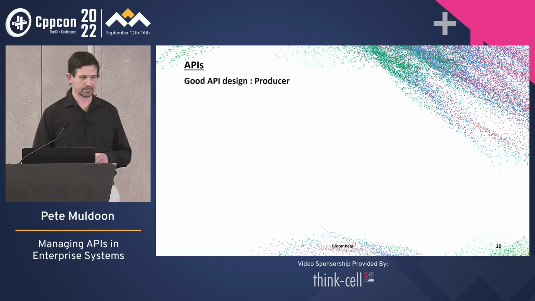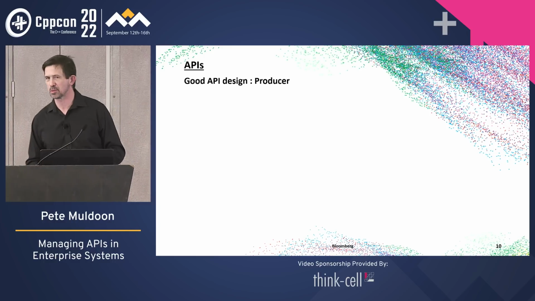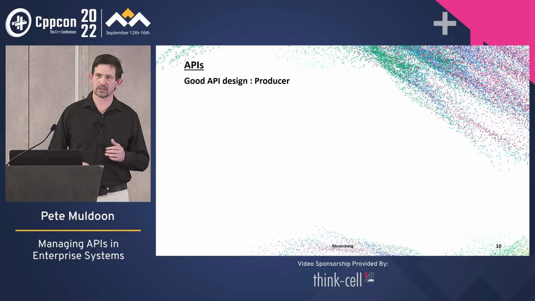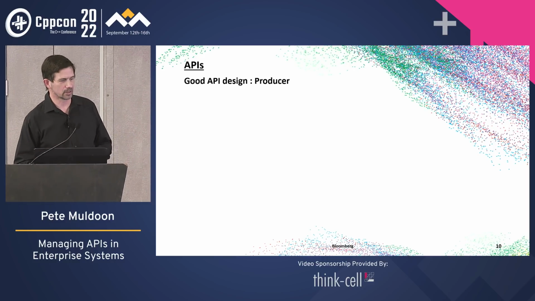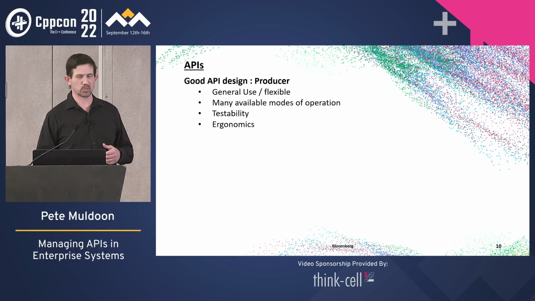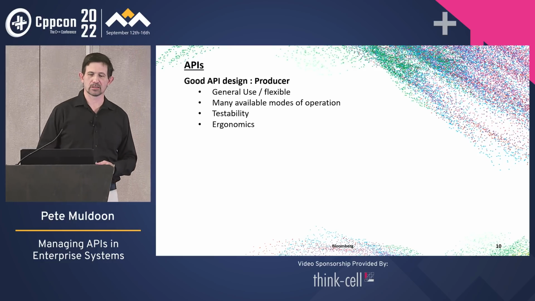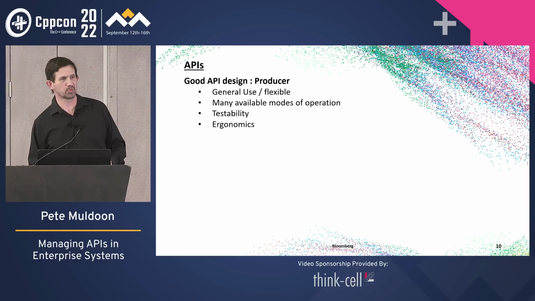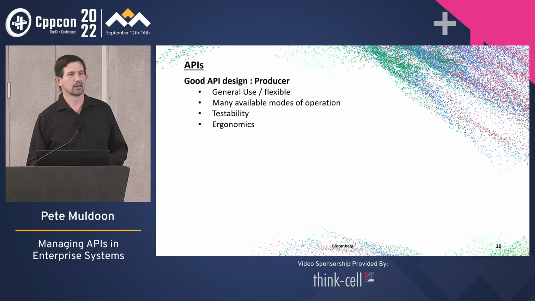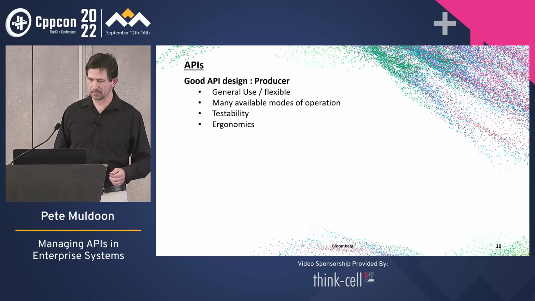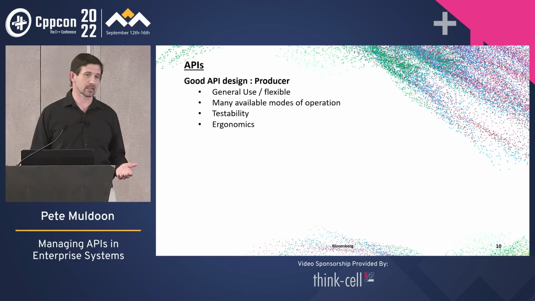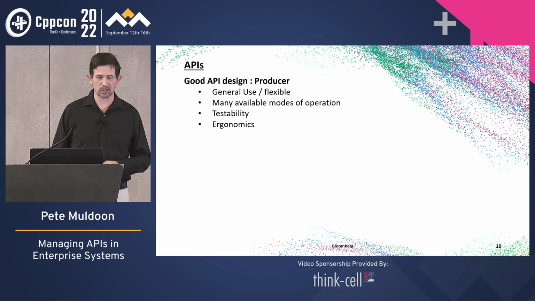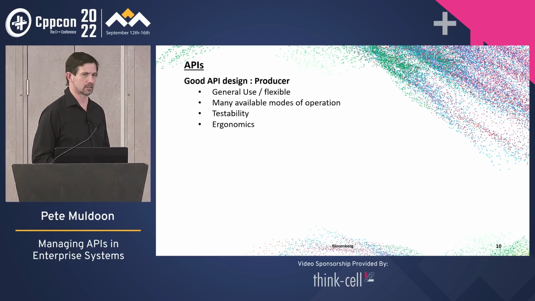So APIs. If we talk about good API design from a producer, what am I looking for? I'm going to give you a very short list of bullet points, since there are 2-day courses on how to do this, but I'll sum it up: if I'm a producer of an API, I want general use and flexibility and a lot of available modes of operation, because I want to make it popular so people will buy it and pay me money. So it has to deal with a lot of situations, very wide. Also, we want it testable. In this day and age, we should realize dependency injection is key to code quality and reliability, and some good ergonomics and documentation. It's not very hard to use.